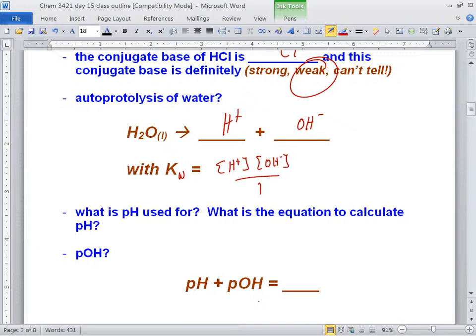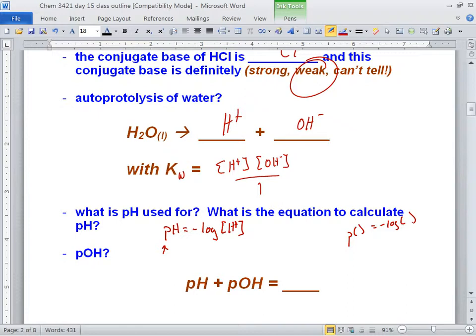What's the equation to calculate pH? pH equals negative log of concentration of hydrogen ion. Do you know they call this the P function? You can take P of anything, and it's the negative log of that thing. We call it the P function. So pH would be negative log of hydrogen ion concentration.